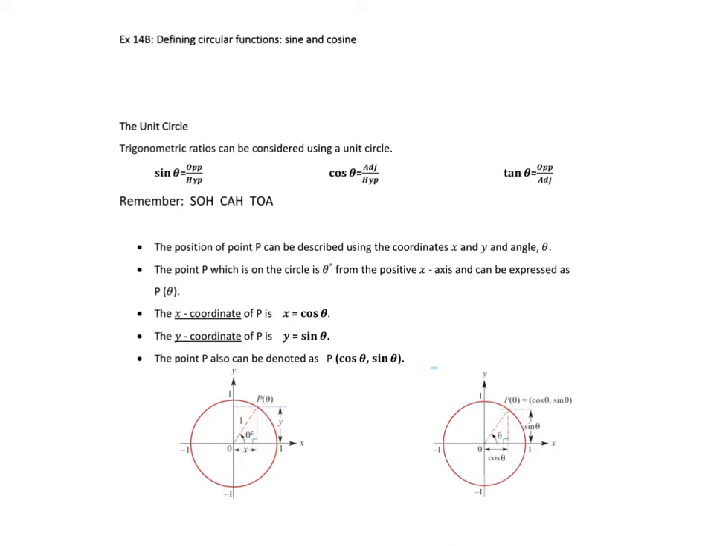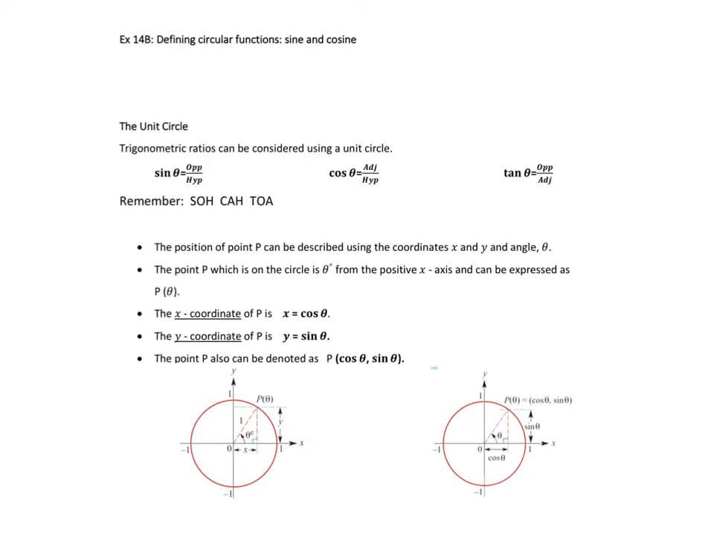When we talk about the unit circle, unit means one. So what we're talking about is a circle that has a radius of one unit. And we are going to define our sine, cos and tan ratios using this unit circle.